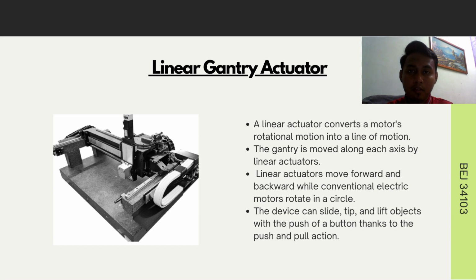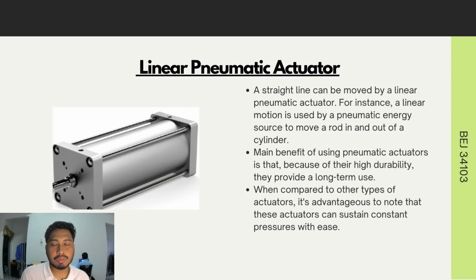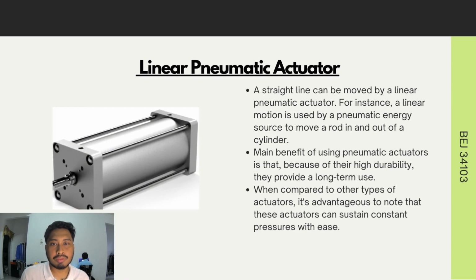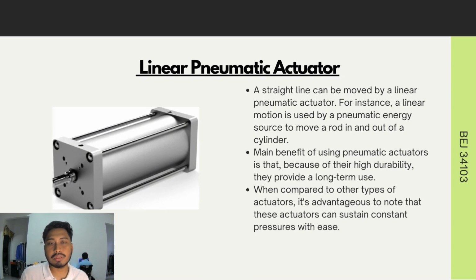So for the next part, I will pass to my friend, Muhammad Faiz Amiruddin. Alright, so my name is Muhammad Faiz Amiruddin bin Abdullah. My matrix number is CE20005.